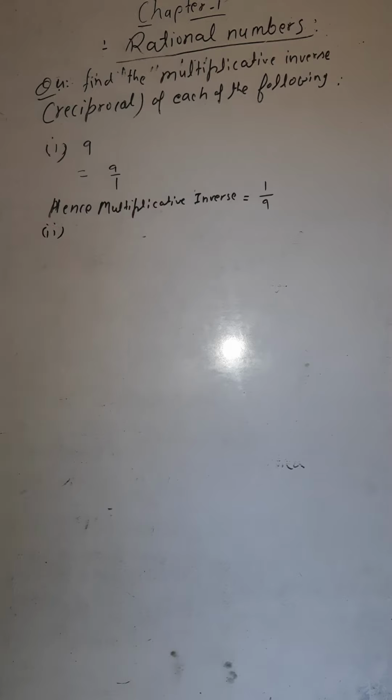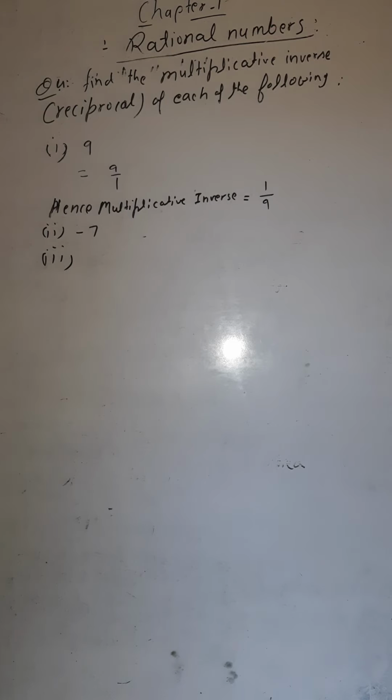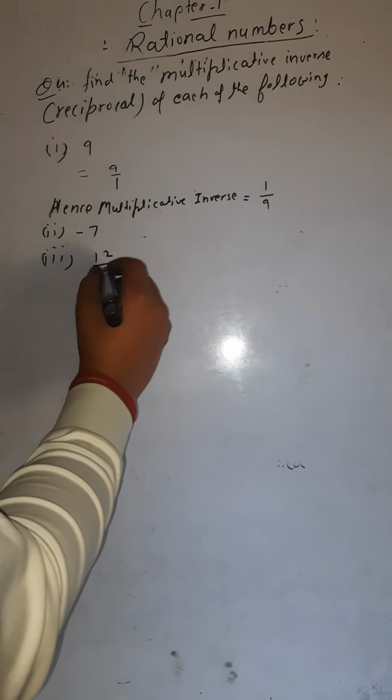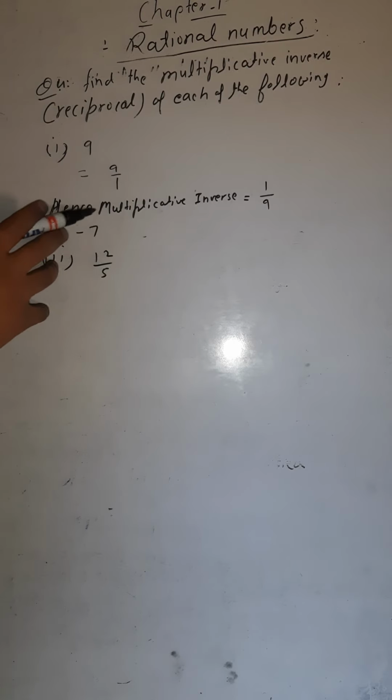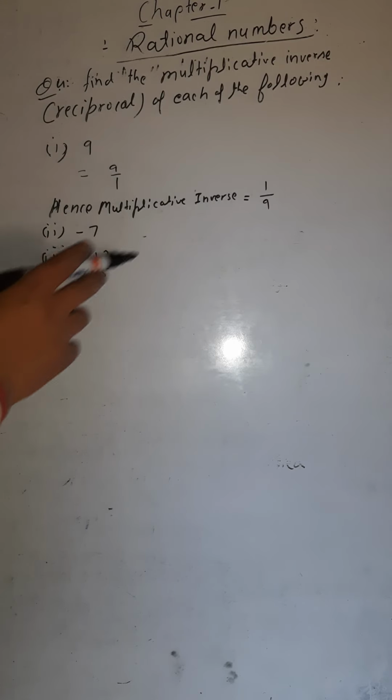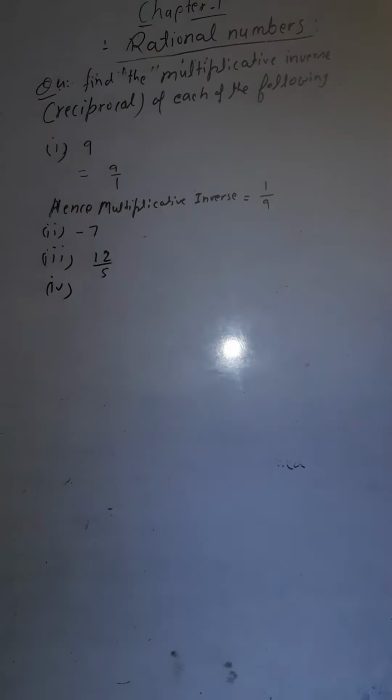The second question I am giving you is minus 7. Do it on your own. Then you have the third question, and that is 12 by 5. Straight away you can tell me, this denominator will go up and the numerator will come down. So the multiplicative inverse would be 5 by 12. Are you getting this? Do it on your own.